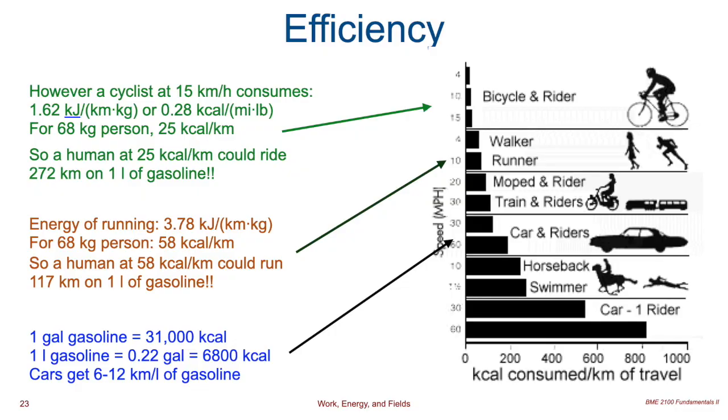Now, if we go to bicycles, of course, it gets better still, because bicycles are the most efficient way to get around. And here we see that we only need 1.62 kilojoules of energy per kilometer per kilogram. And that all translates into, for again, a 68 kilogram person, same sort of size person as before, 272 kilometers on a liter of gasoline. So that puts in some kind of terms just how dramatically more efficient a bicycle is, how much less energy we need to cover the same distance on a bicycle than other modes of transportation.